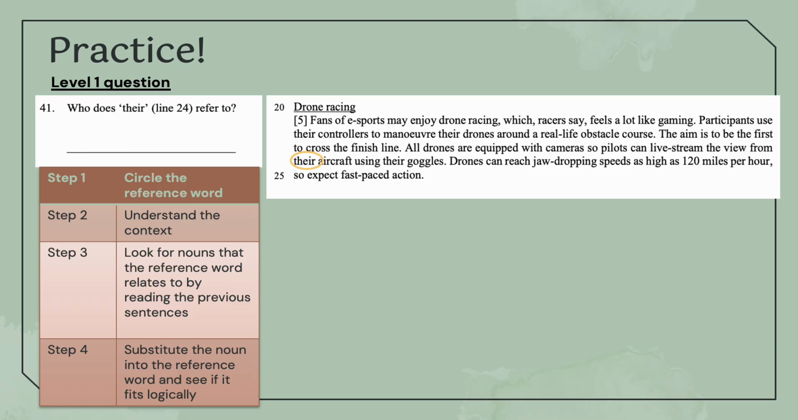Let's check the answers together. Remember the 4 steps I told you? Step number 1. We circle the word there in line 24 first, followed by step number 2 and 3. We try to read the sentences before the word and look back and see if there are any words about people flying drones. So if we read line 24 and 23 carefully, we can find out nouns such as pilots and participants.